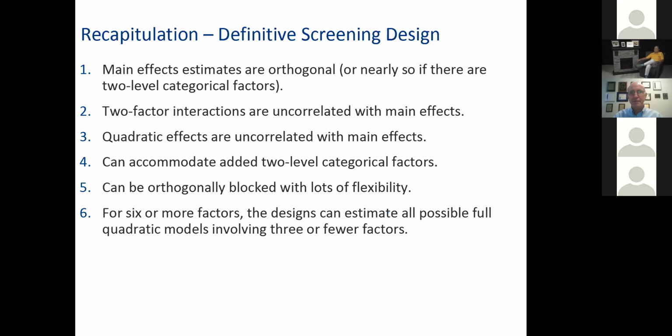So just to say once more what I've already said twice, main effects are orthogonal or nearly so if they're categorical factors. Two-factor interactions are uncorrelated with main effects.